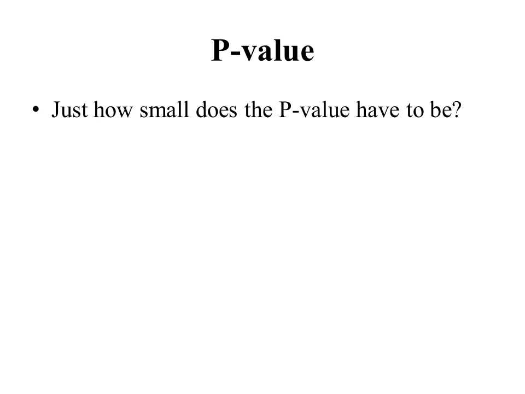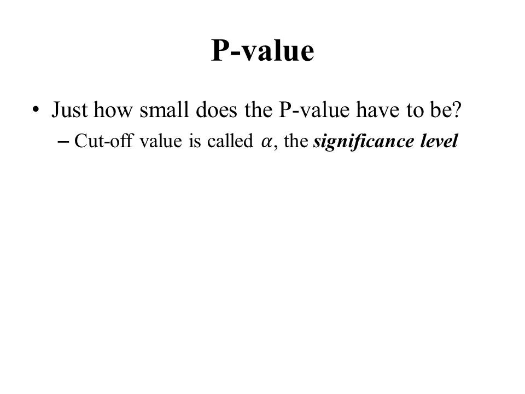So now we use this word small, but then the next question is, just how small does that p-value have to be? Do we need a p-value of 0.0001, or is 0.1 okay, or is 0.25 okay? So just how small does that p-value have to be? The cutoff value for a small p-value is denoted alpha, and we call that the significance level.